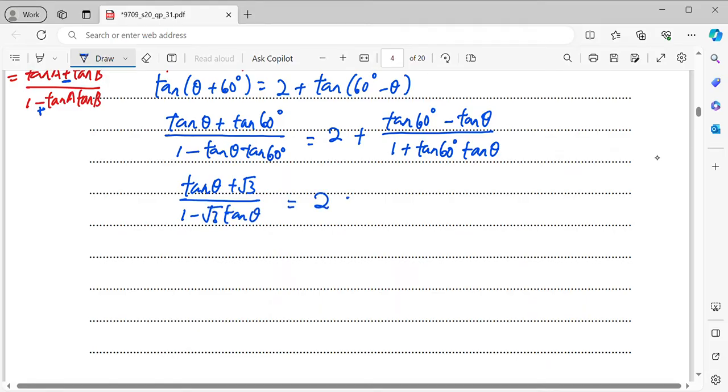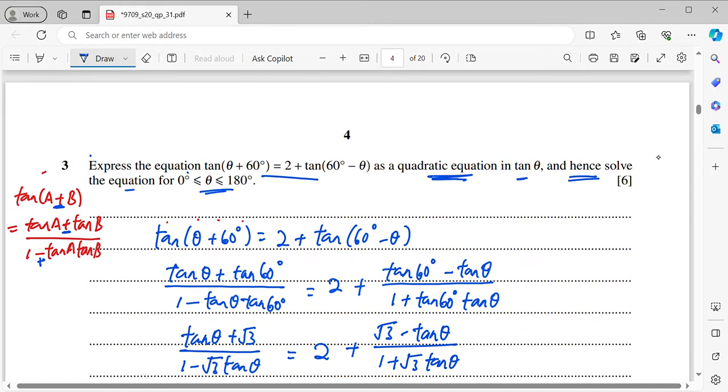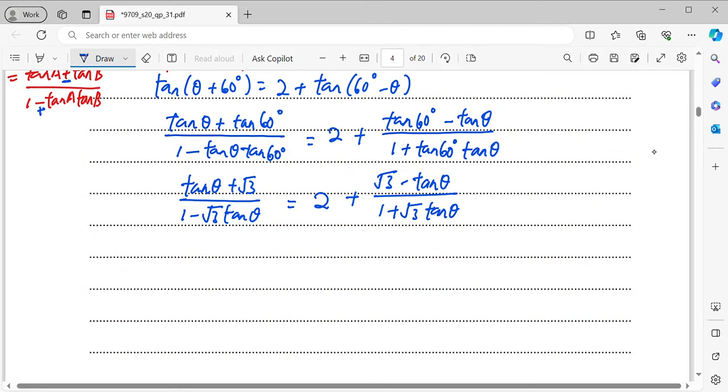So for the right side, it will be the same. Tangent 60 degrees is square root 3, then minus tangent theta over 1 plus square root 3 tangent theta. Okay, so in order to get the quadratic equation in tangent theta, I will get the same denominator first for the right hand side. That means I will just times 1 plus square root 3 tangent theta to 2. Okay, so it will be 2 plus 2 square root 3 tangent theta.